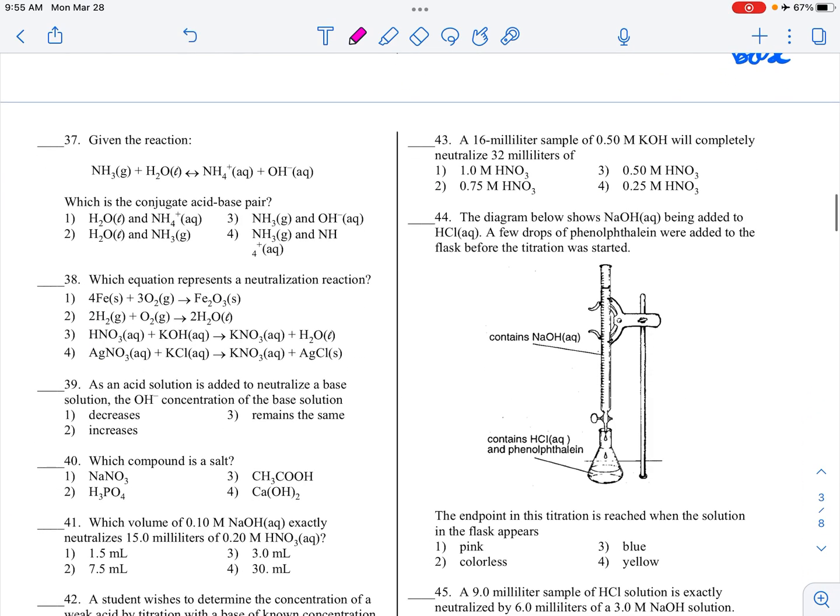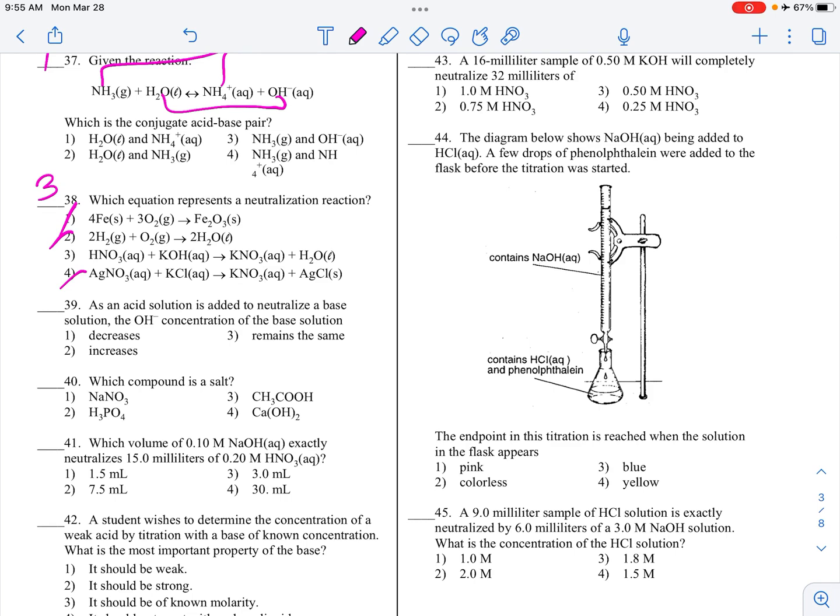Given the reaction, what is the conjugate acid-base pair? So look for the only difference is a proton. So NH3 gas and NH4, choice 4. Neutralization is acid plus base yields salt and water. So it can't be these, it can't be that. The only one with acid and base to start.